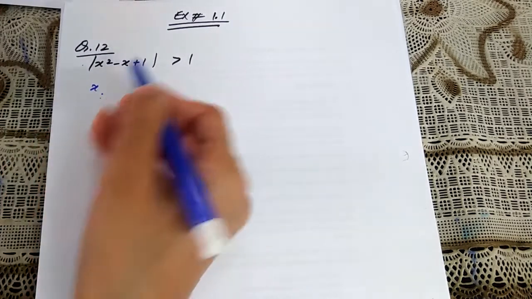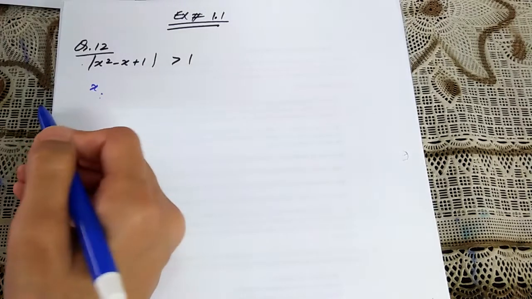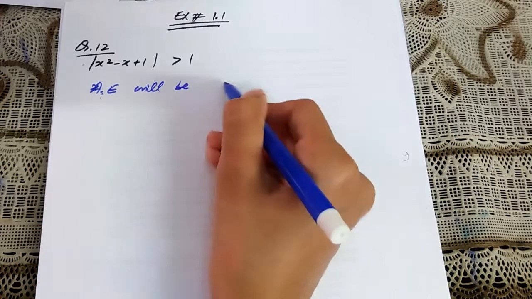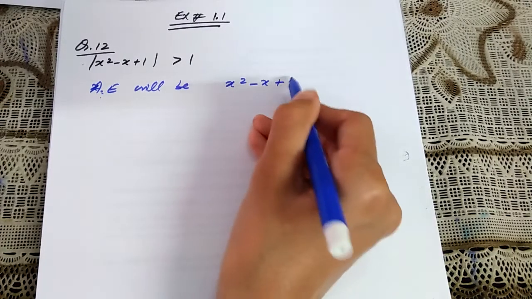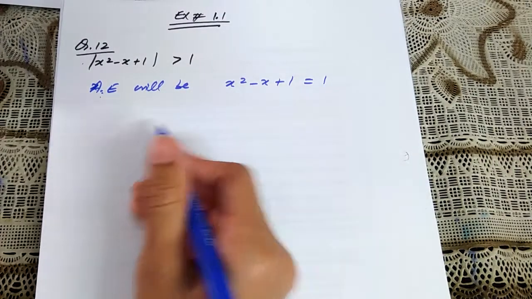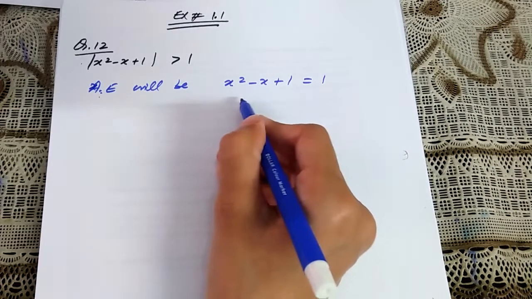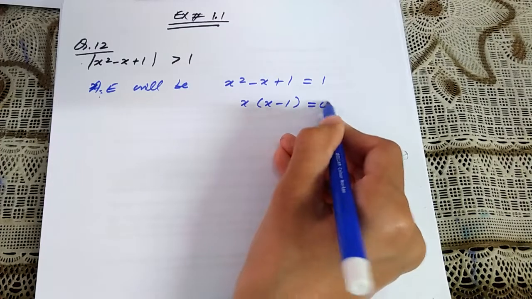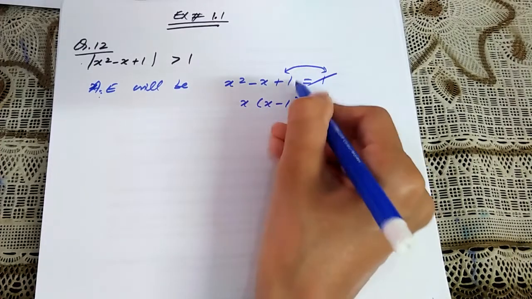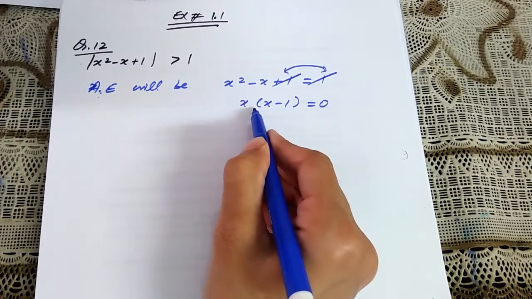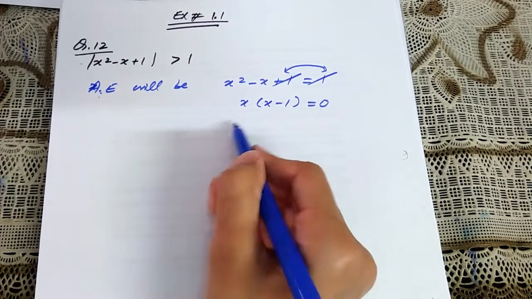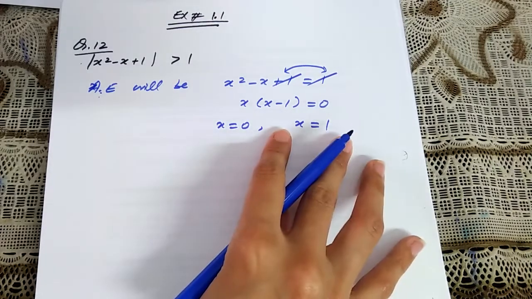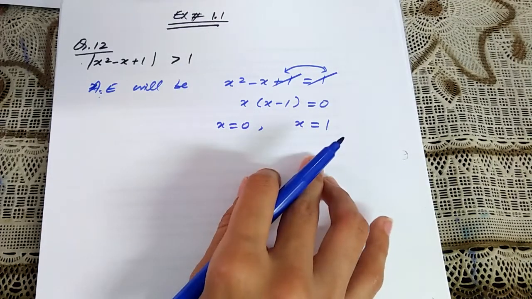x square, like consider its associated equation. The associated equation will be x² - x + 1 = 1 here. Now factorize it. After factorization we will get x(x - 1) = 0, because this 1 and this 1 will be cancelled out. Take the x common, we'll get x(x - 1) = 0. So we'll get x = 0 and x = 1. So these are our boundary numbers for this given question.